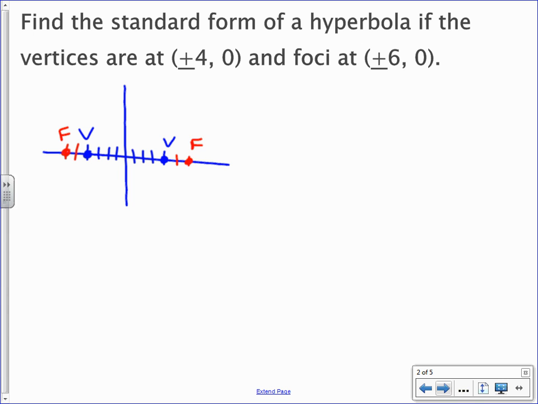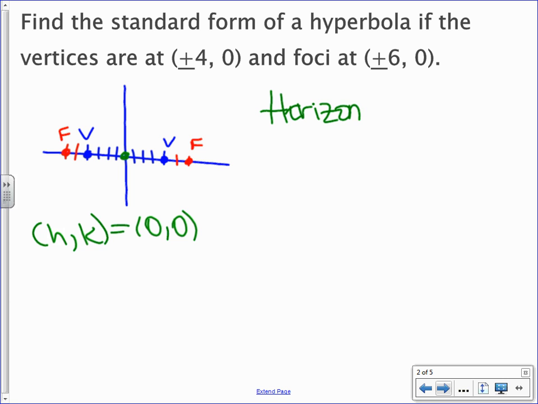There's a few different things we can pick out from this. What's one? Our center is going to be at (0, 0). What else? This is going to be a horizontal hyperbola, which means the (x − h) squared has to be positive, and the (y − k) squared is the one that's being subtracted. Remember, the a squared always comes with a positive variable. Next thing we can determine from our picture.